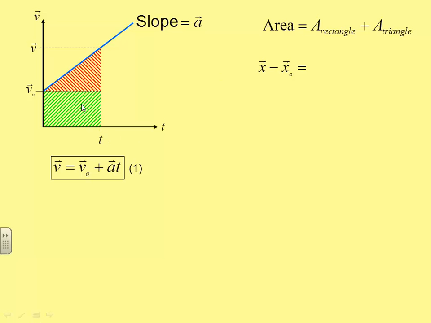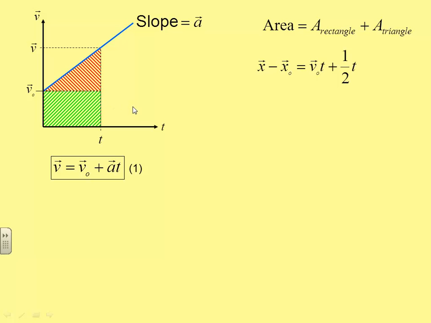The area of a rectangle is, of course, length times width, so I'm just going to do the dimensions in the order I have them in my PowerPoint here. So this dimension of our green rectangle is the initial velocity. This dimension is the time. So that's the area of the rectangle. The area of the red triangle is 1/2 base times height. The base here is a time t.